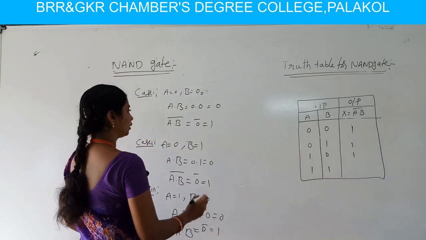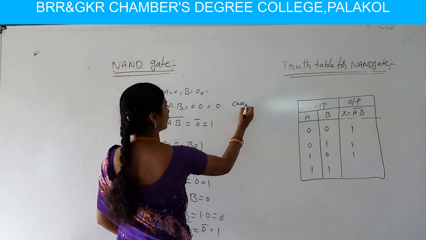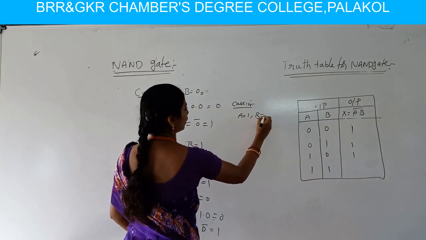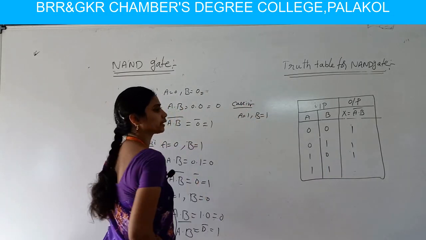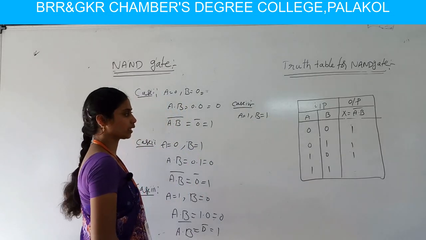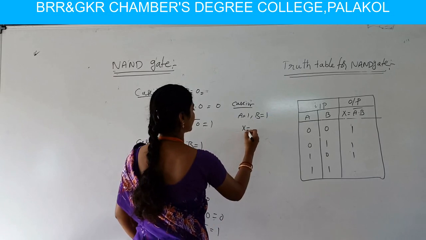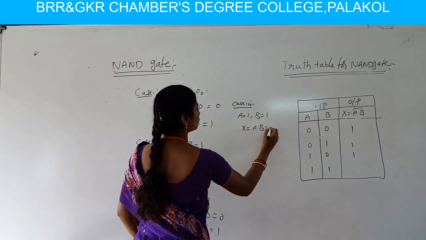Now case 4, where A is 1 and B is 1. Both inputs are in a high logic level, 1 1. Here the output X is first A dot B, and the output is 1.